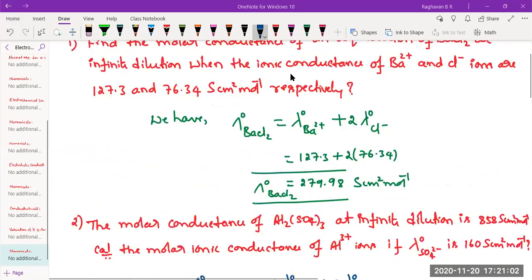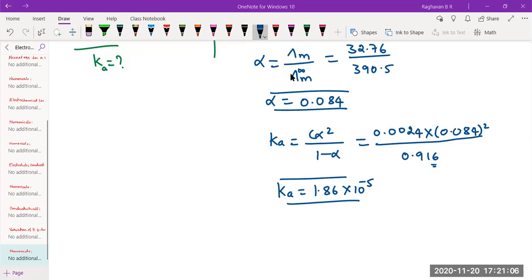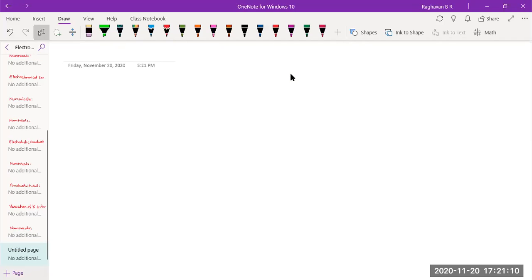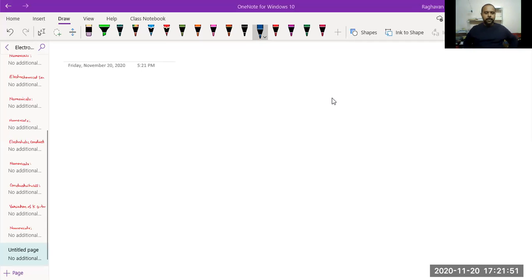So these are some of the numericals on Kohlrausch law. So we shall take up the next concept, that is Faraday's laws of electrolysis. We'll take up now Faraday's laws of electrolysis.